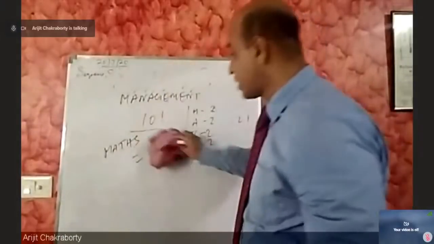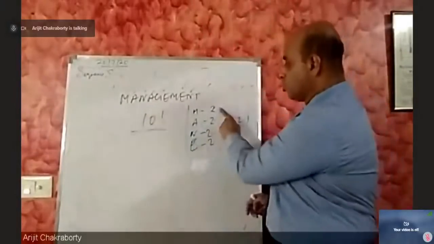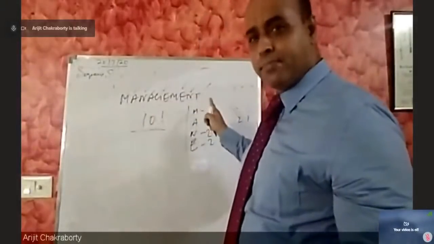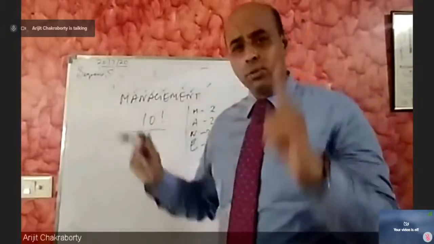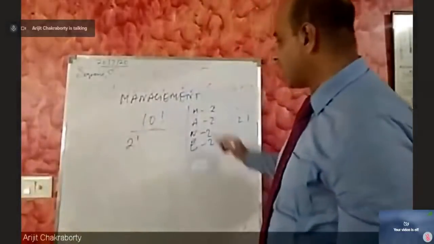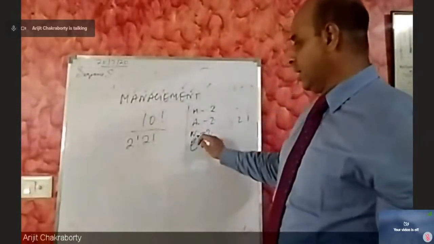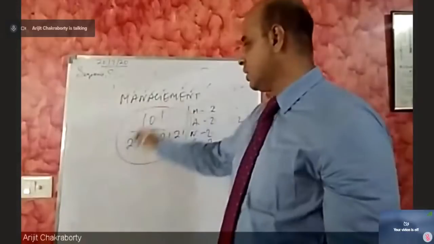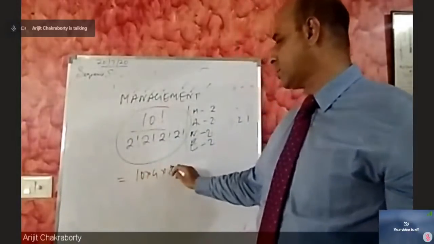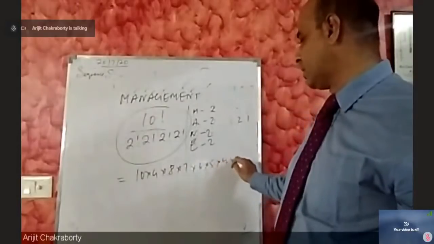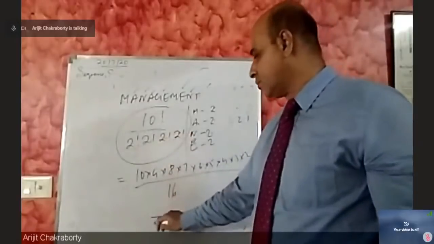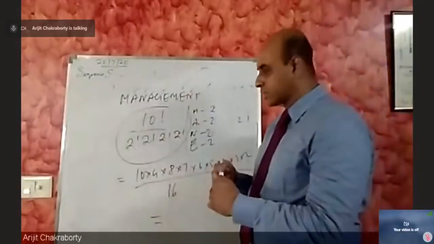But in this case of management, since you have 2, 2, 2, 2, we have 2 M, the same letter coming twice, and the 2 letters M can be arranged between themselves in 2 ways. So factorial 2 comes up. Again for A, factorial 2 comes up. For N, factorial 2 comes up. And for E, again factorial 2 comes up. So you have to solve this. It's a long calculation: 10 into 9 into 8 into 7 into 6 into 5 into 4 into 3 into 2 divided by 2, 2, 2, 2, so it will be 16. Please solve this and see, this is the process and this is the working out.